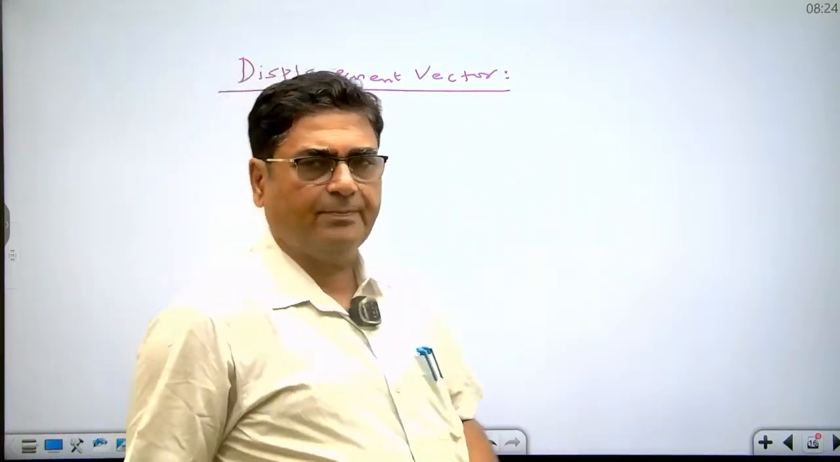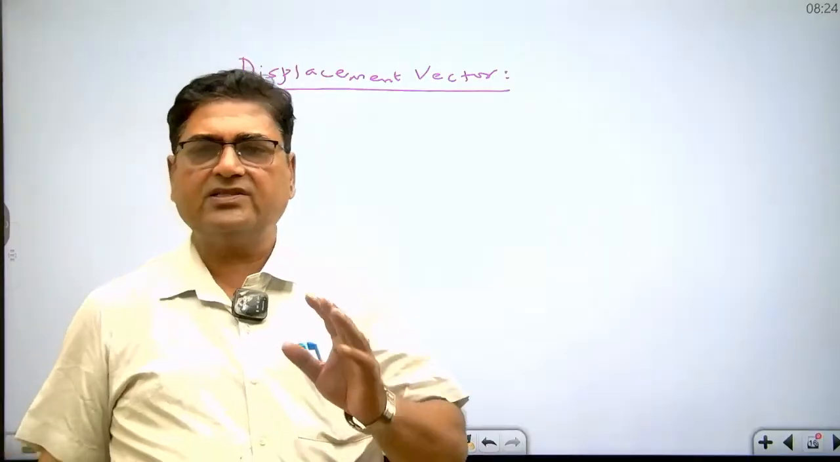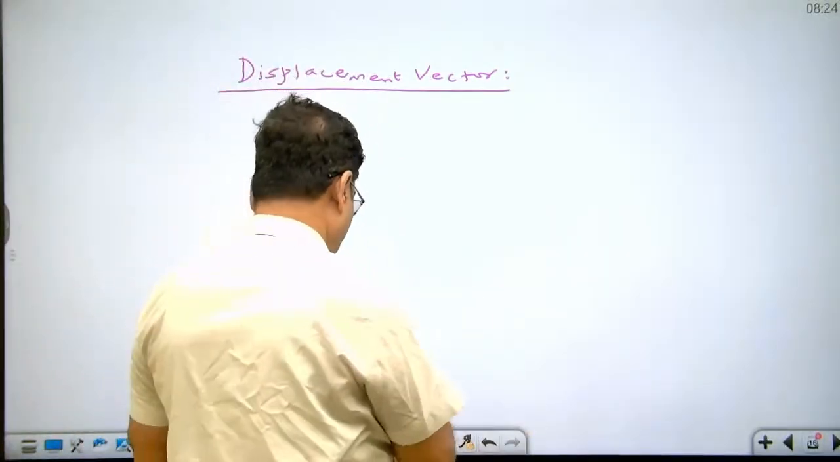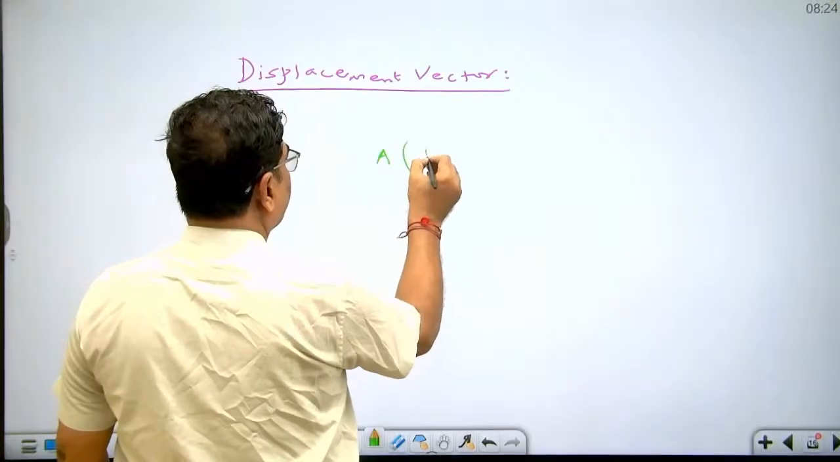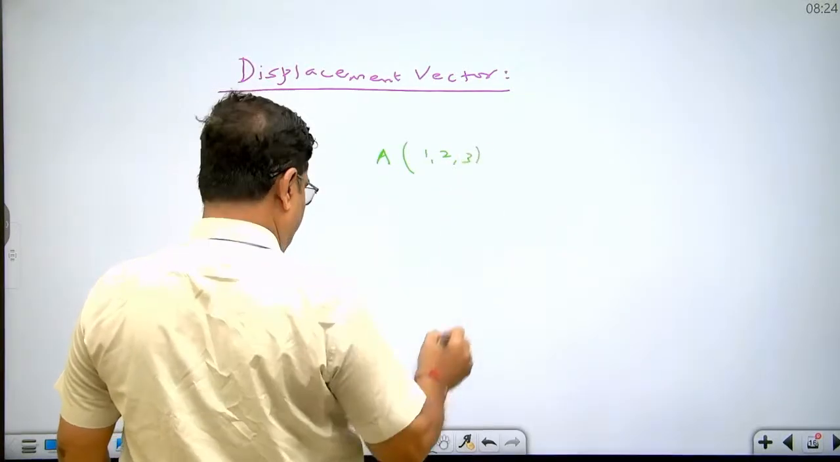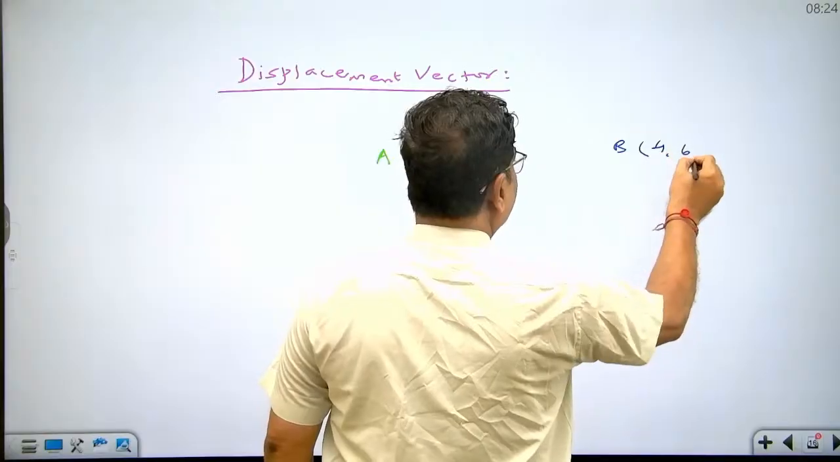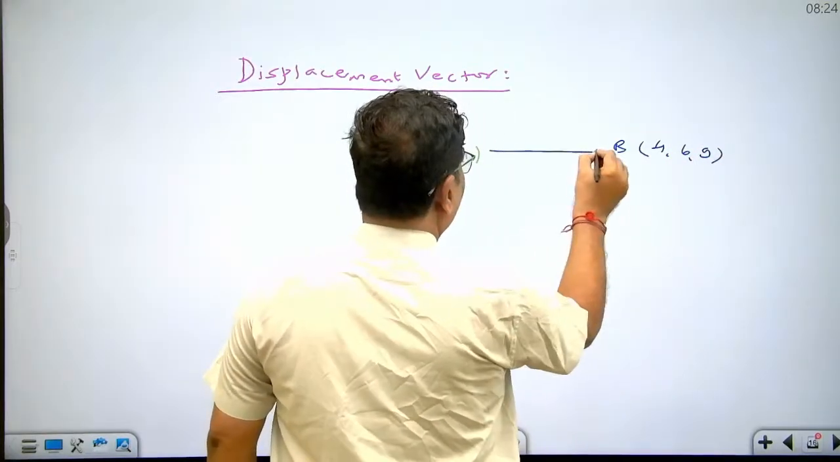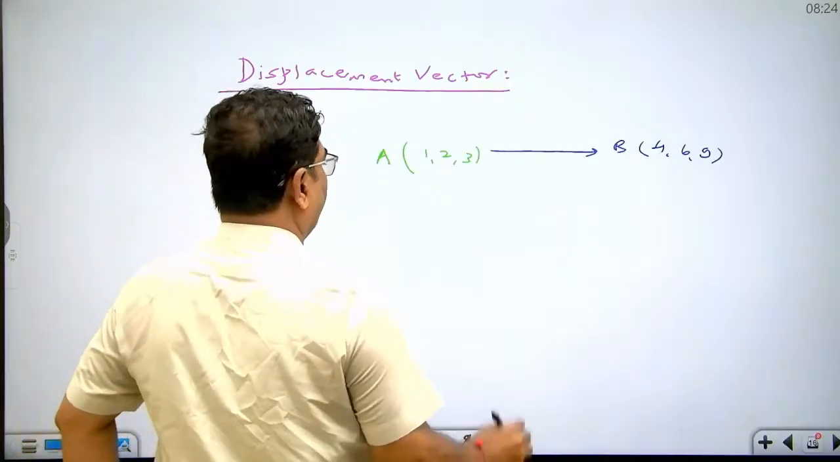Displacement vector can simply be written as final position vector minus initial position vector. It does not depend on the reference frame chosen. Suppose the initial position of a particle is at (1, 2, 3) and the final position becomes (4, 6, 9). The particle gets shifted from point A to point B. Then write the equation of displacement vector.